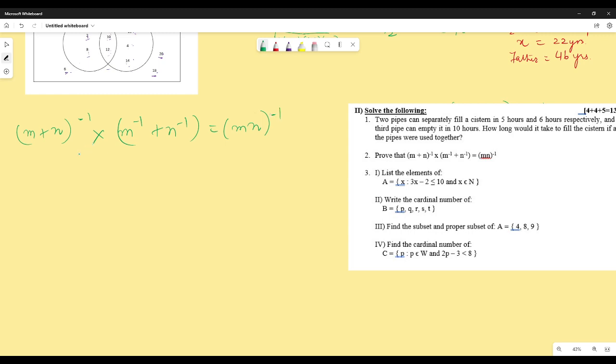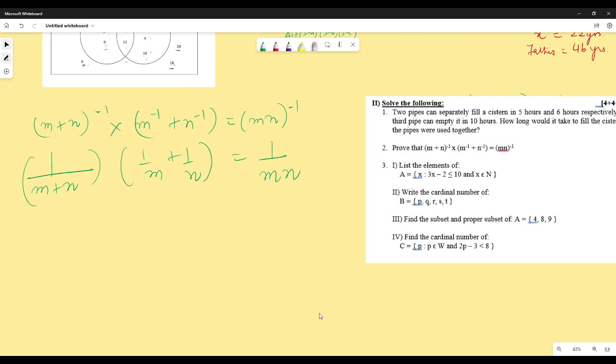Now here the exponents are very important. This means 1 by (m plus n). Here it means into (1 by m plus 1 by n). They have individual negative powers, equal to 1 by mn. This entire thing has the negative power. So if you got this one correct, you should have been able to solve this sum very easily.